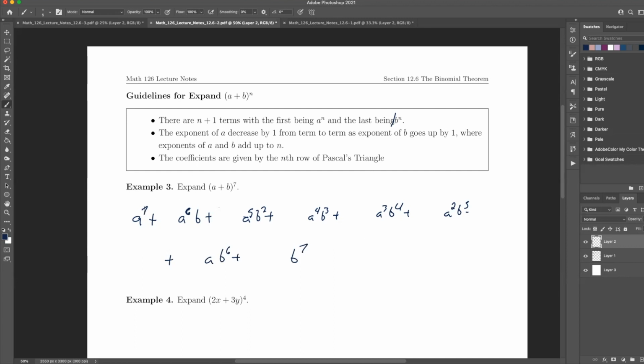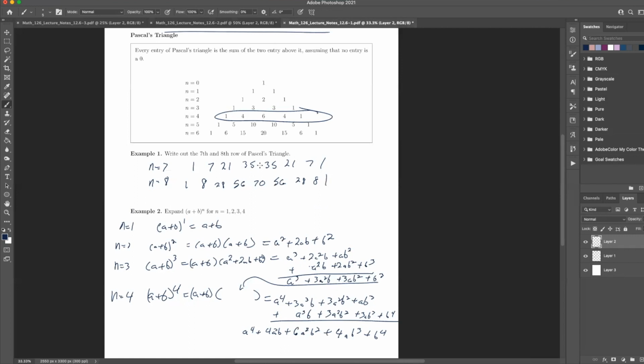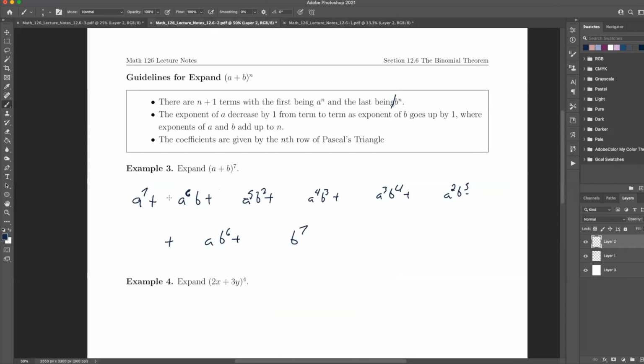So as we go across, a goes down by 1, b goes up by 1. A goes down by 1, b goes up by 1. Where do we get our coefficients? Well, here. The 1, 7, 21, 35, 35, 21, 7, 1. So it'll be 1, 7, 21, 35, 35, 21, 7, and then 1. So I guess I didn't need that way over there. I could put it over here. Okay. And so we just expanded a plus b to the 7th.